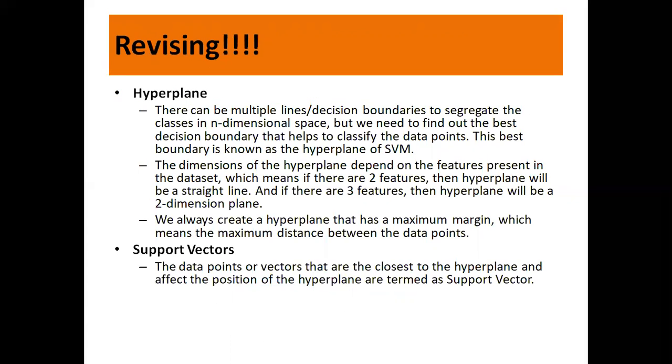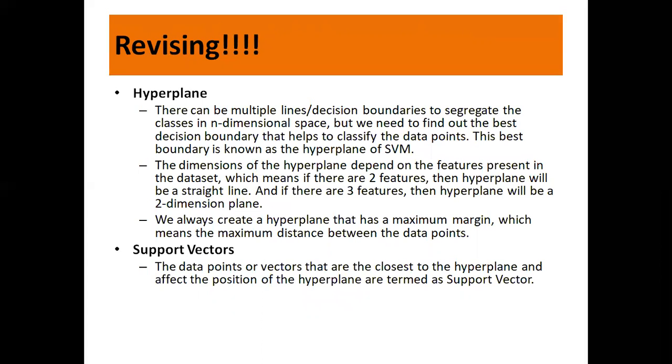Let us revise two important concepts of support vector machine, that is hyperplane and support vectors. So there can be multiple lines, as we have already seen, or decision boundaries to segregate the classes in n-dimensional space, but we need to find the best decision boundary that helps to classify the data points, and this boundary we call the hyperplane of SVM. The dimensions of the hyperplane depend on the features present in the data set, which means if there are two features, then the hyperplane will be a straight line. If there are three features, then the hyperplane will be a two-dimensional plane, as we already saw in the previous slides.